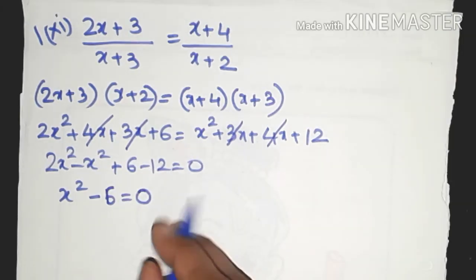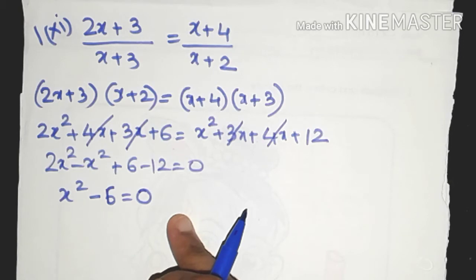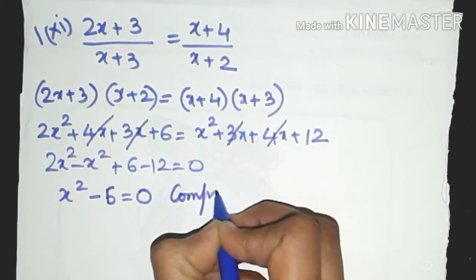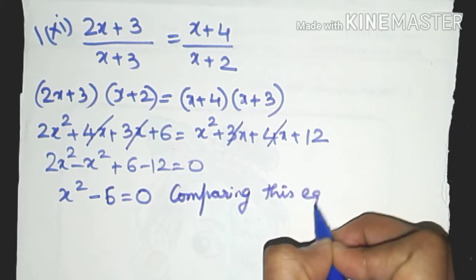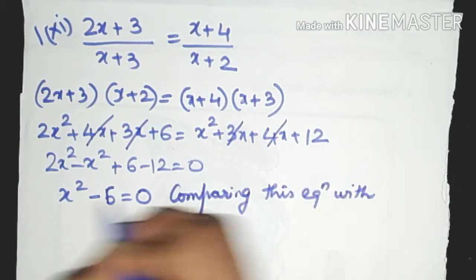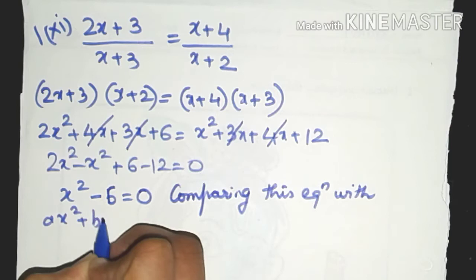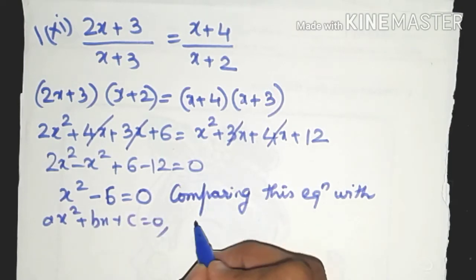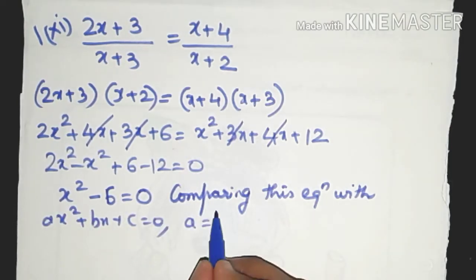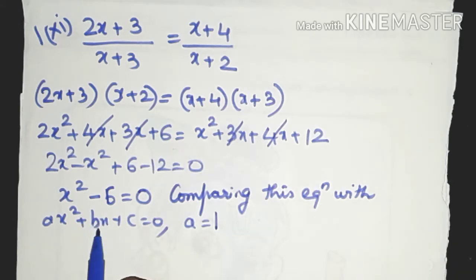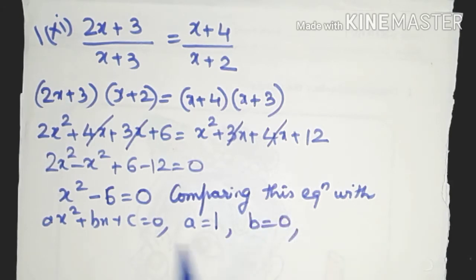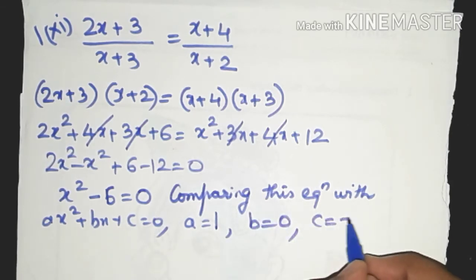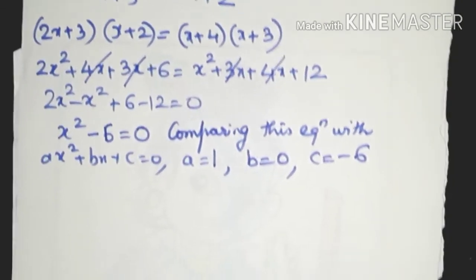So friends, now it is in the standard quadratic equation form. So we'll write comparing this equation with ax square plus bx plus c equal to 0. Now what is the value of a? A is 1. Now is there any x term over here? There is no x term, so my b is 0. Okay. And what about c? Minus 6. So let us now write the formula.